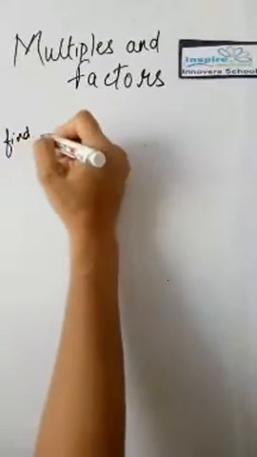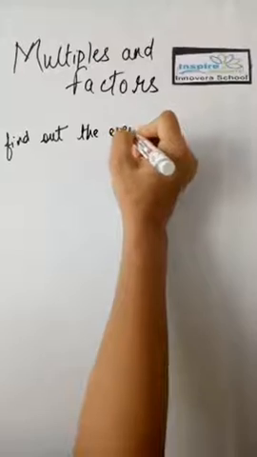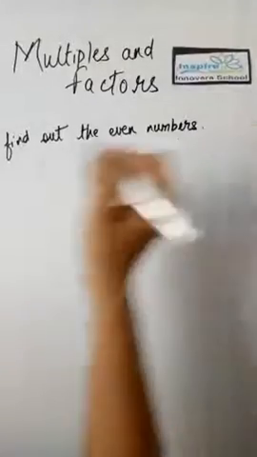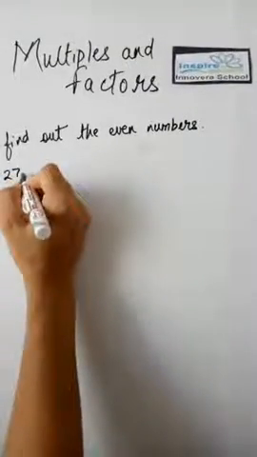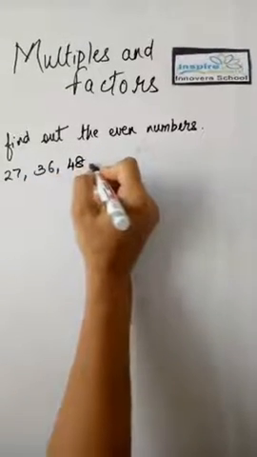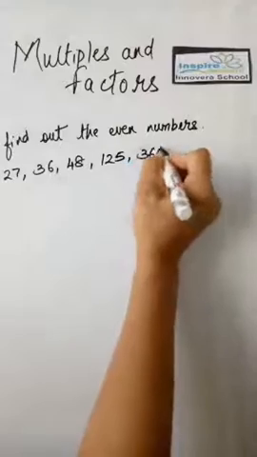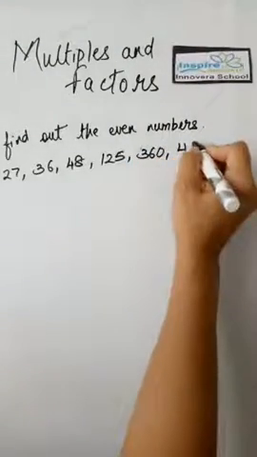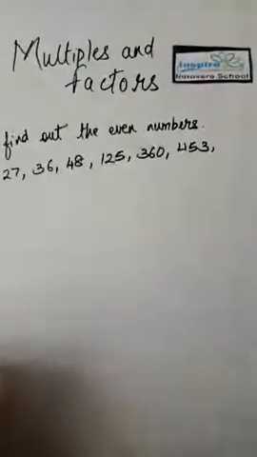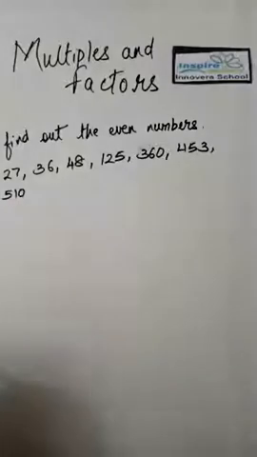Now find out the even numbers. So these are the numbers 27, 36, 48, 125, 360, 453. We have already done this in the last lecture. Today we are going to learn the prime number and the composite number.